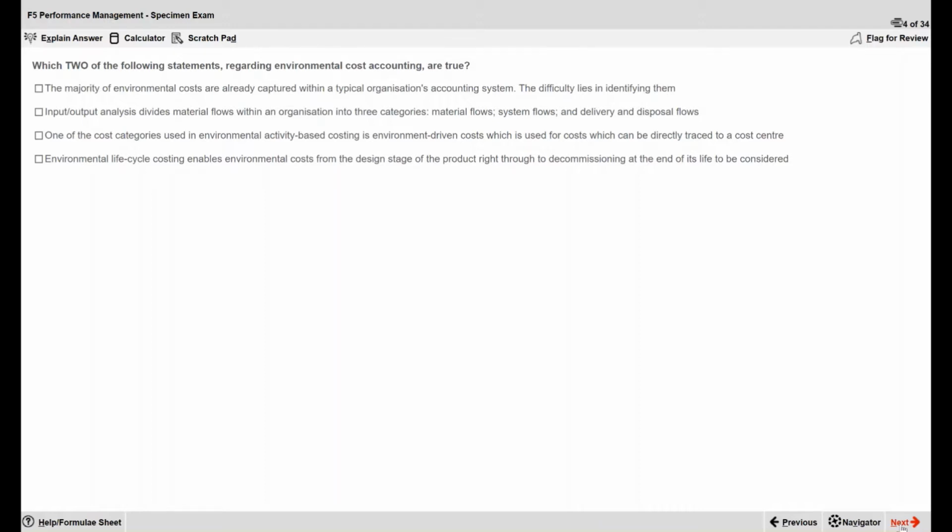Second option, input-output analysis divides material flows within an organization into three categories: material flow, system flow, and delivery and disposal flows. One of the cost categories used in environmental activity-based costing is environment-driven cost, which is used for costs which can be directly traced into a cost center. Environmental life cycle costing enables environmental costs from a design stage of a product right to decommissioning at the end of its life to be considered.